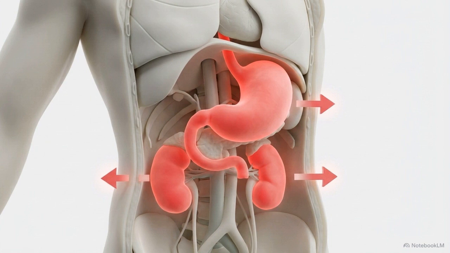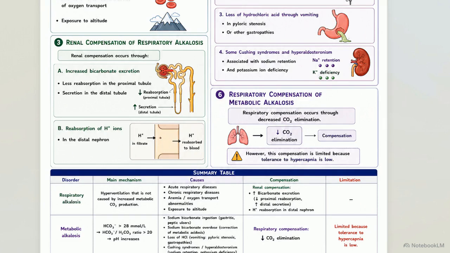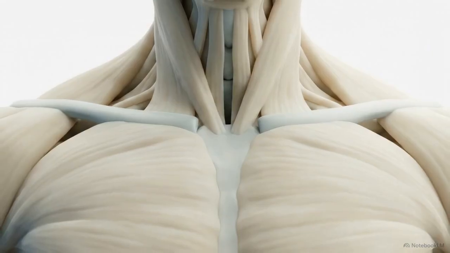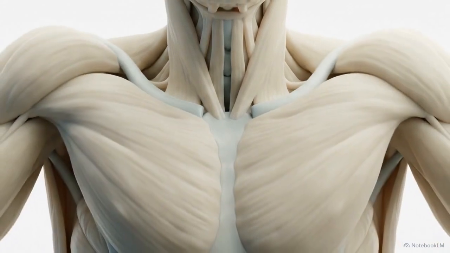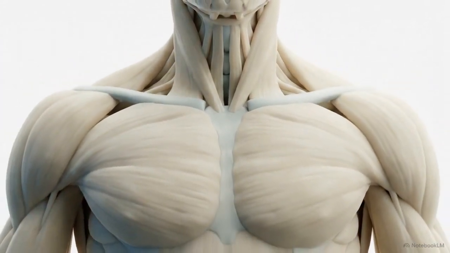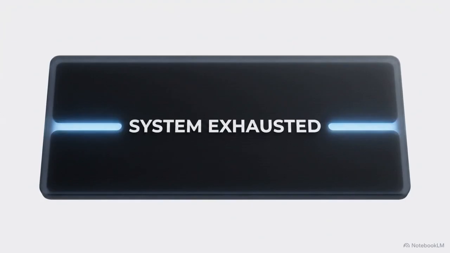This section highlights a weakness in our defense against metabolic alkalosis. As the warning box states, respiratory compensation is limited because human tolerance to hypercapnia is low. The body cannot safely stop breathing to retain enough acid to balance the scale. As a result, metabolic alkalosis leaves the patient with virtually no rapid compensatory safety net.